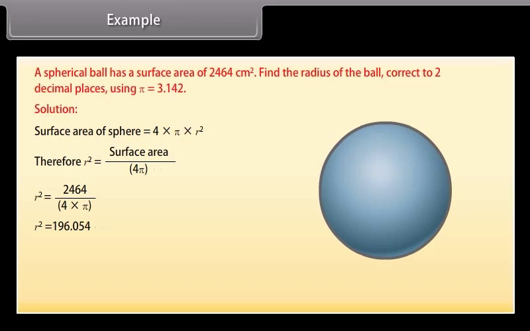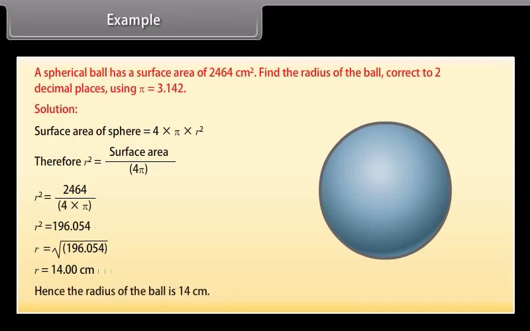r square is equal to 196.054. r is equal to under root 196.054. r is equal to 14 centimeter. Hence, the radius of the ball is 14 centimeter.